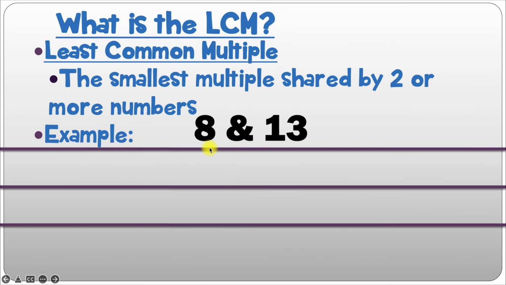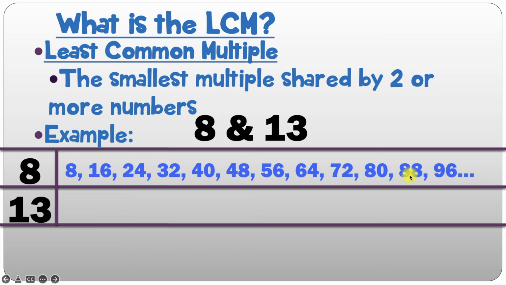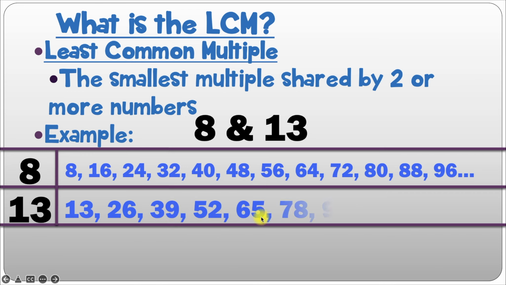So in this example, example 3, let's find the LCM for 8 and 13. I'll start by putting 8 here and 13 here. Then I'll write my multiples of 8 in this row and the multiples of 13 in this row. And the multiples of 8 are 8, 16, 24, 32, 40, 48, 56, 64, 72, 80, 88, 96, and they go on and on and on. And for 13, our multiples are 13, 26, 39, 52, 65, 78, 91, 104, 117, and it goes on and on and on.